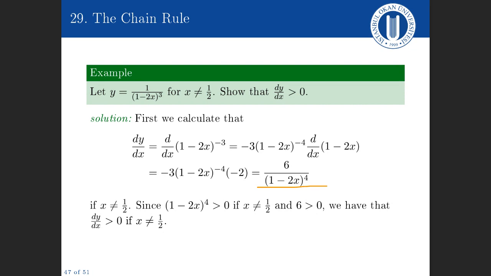Now the function on the bottom, (1 minus 2x) to the power of 4, that's always strictly positive. Any non-zero number to the power of 4 is always strictly positive, and 6 is positive. So we've got a positive number divided by a positive number, that's a positive number. So we can see that dy dx is always strictly positive.